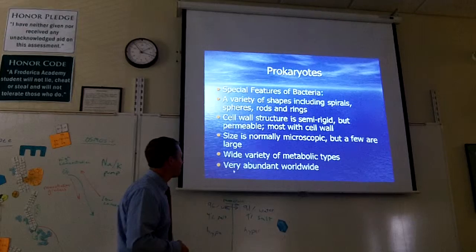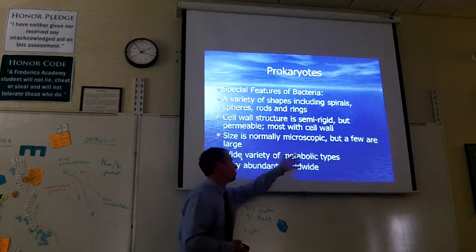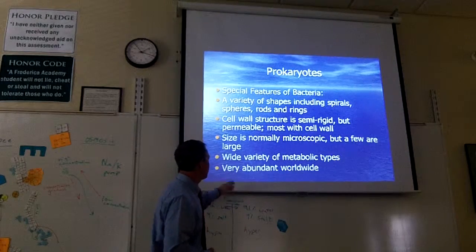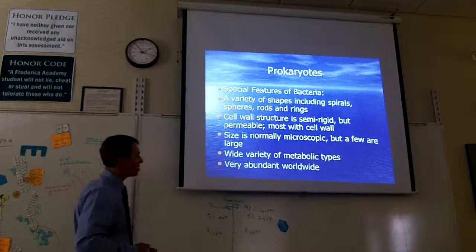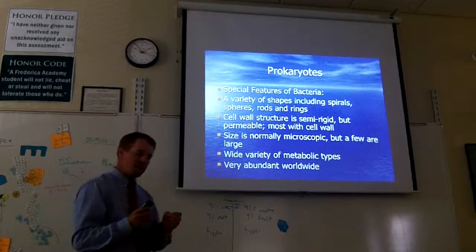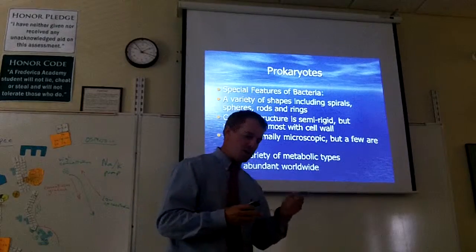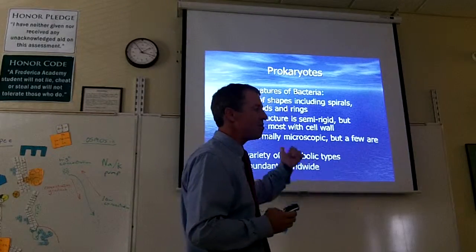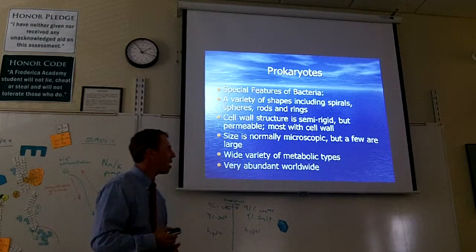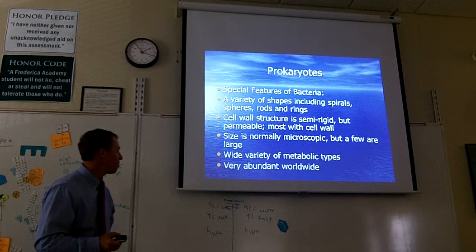I think I might have a picture of it here. Like I said, wide variety of metabolic types. That was on the last slide. And very abundant. They're everywhere in these oceans. A lot of the little tiny creatures swimming around in the oceans, the single-celled creatures, eat these things. They're food. They're the bottom of the food chain for a lot of different organisms.